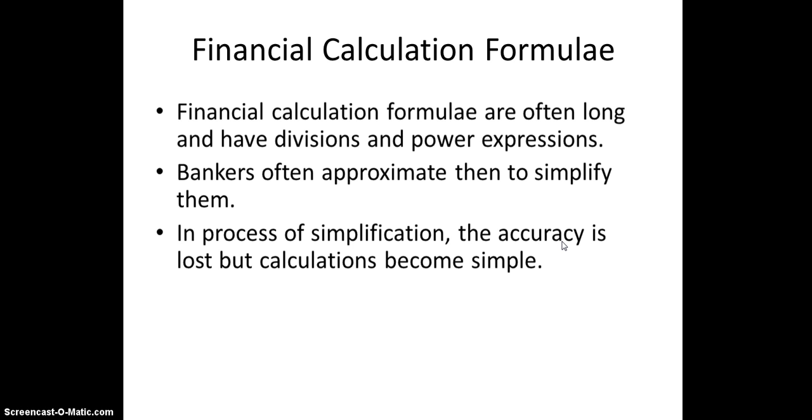A very famous simplification is the rule of 72 for compound interest, which says that if you divide 72 by the annual interest rate at which you have deposited your money on compound interest, then your money will double in that many years. 72 divided by annual interest rate. That's called the rule of 72. That's one of the simplifications.